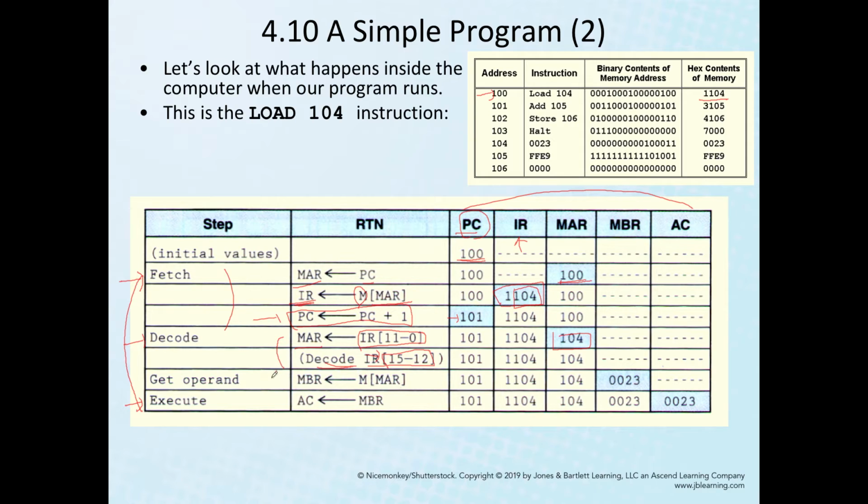Load means something like this. In a load instruction, what you do is read from the memory. MAR is currently holding 104. So from address 104, load the data into the memory buffer register. At address 104, we have the data 23. So 23 is loaded into the memory buffer register, and that is now transferred to the accumulator. So finally the accumulator gets 23. So that is the load 104 instruction.